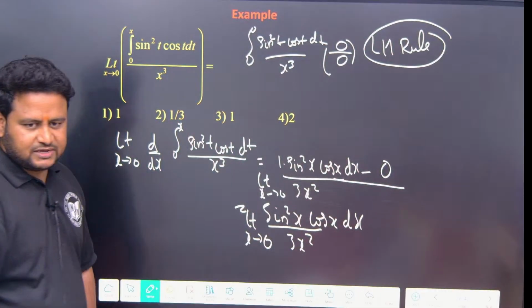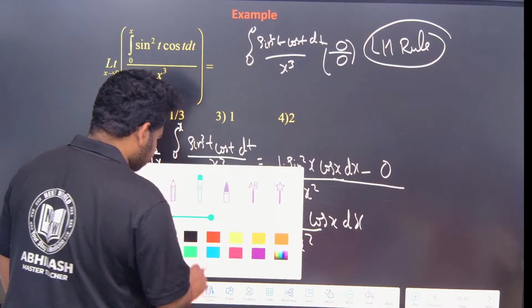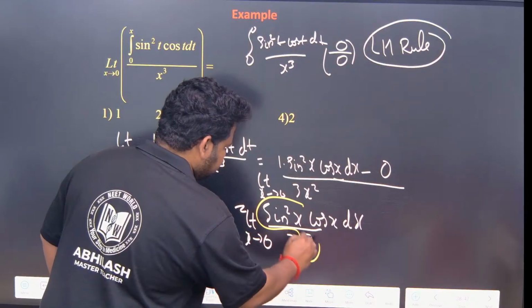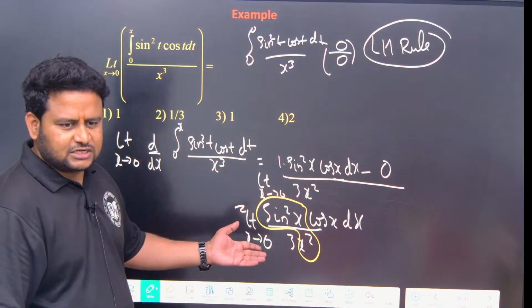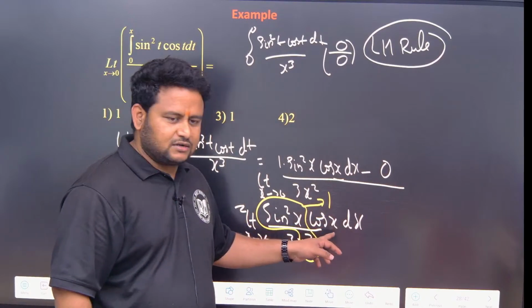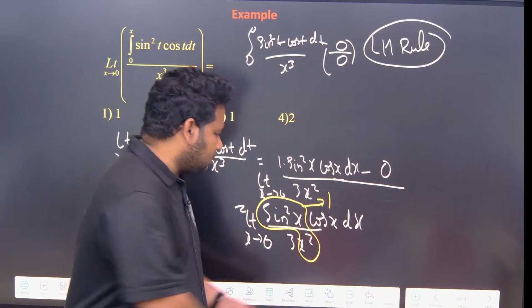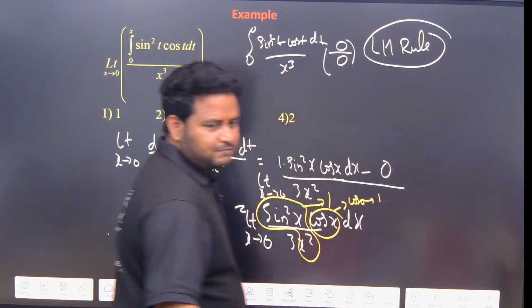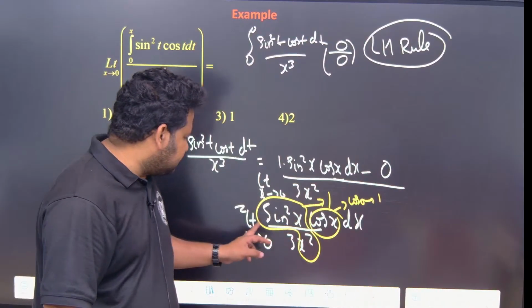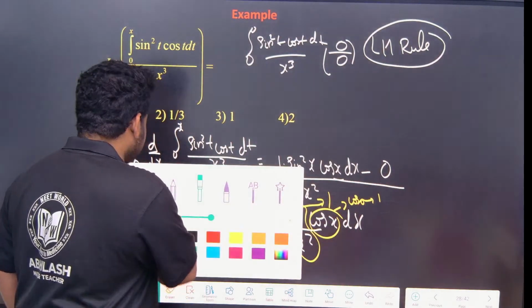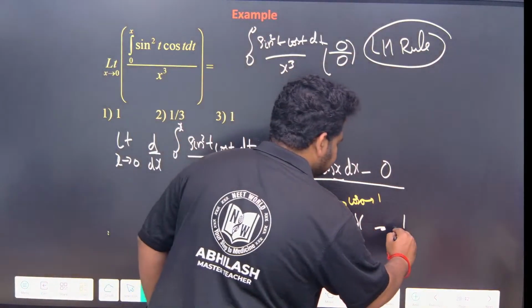Now observe here carefully. Sin square x by x square is nothing but equal to 1. And also cos 0 is 1. So what am I left with? Cos 0 will be 1, so 1 into 1. In the denominator 3 is there. So the answer will be 1 by 3.